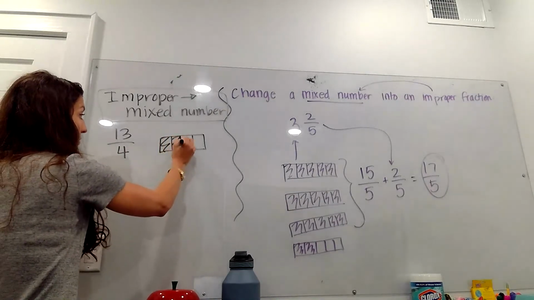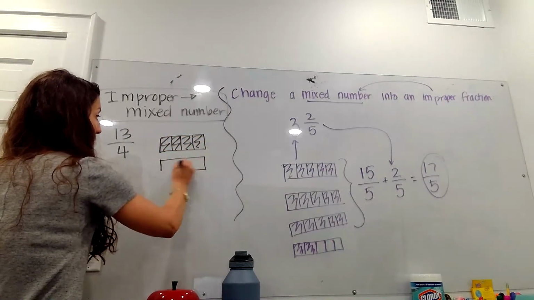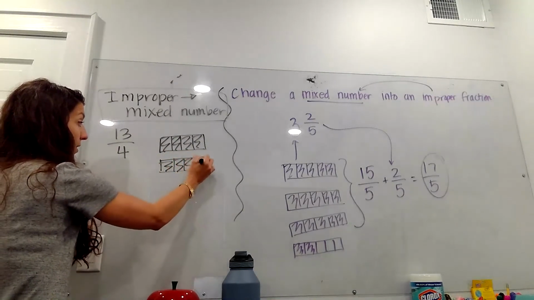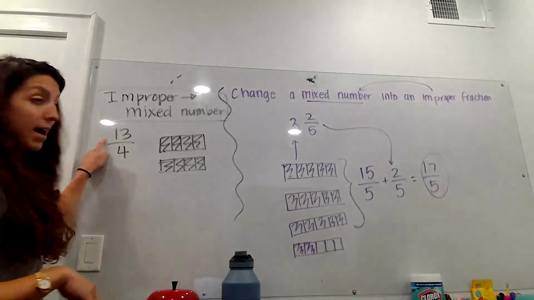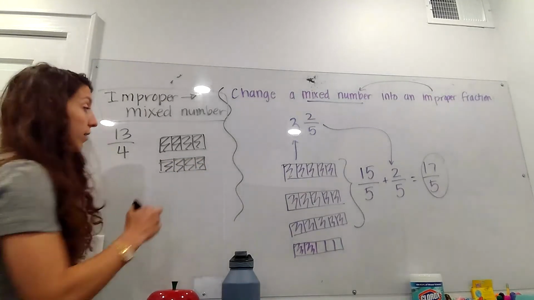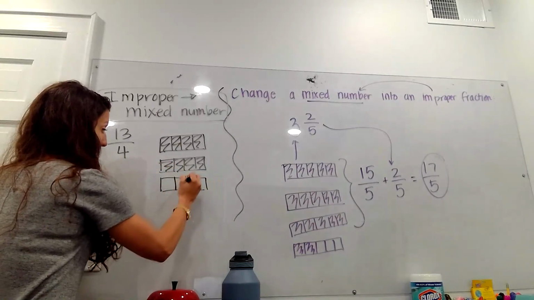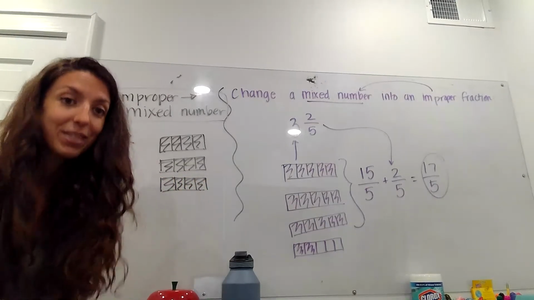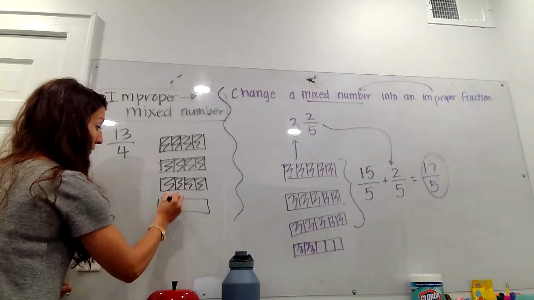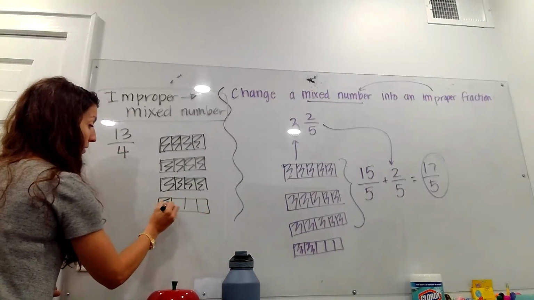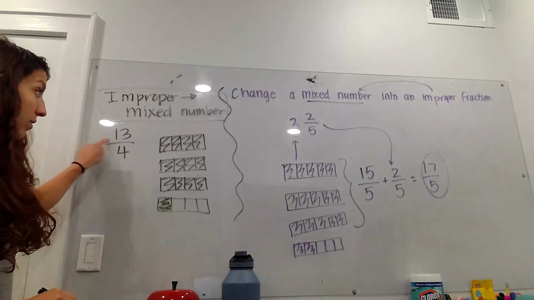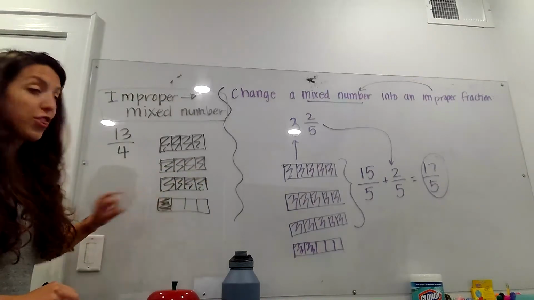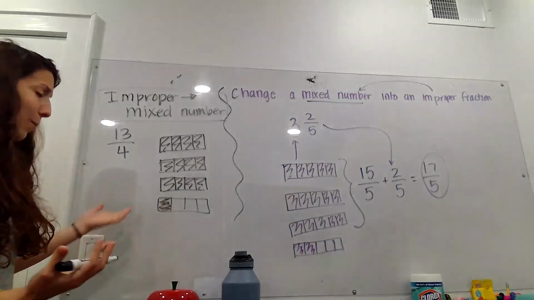So that's 1, 2, 3, 4. If I draw another whole, how many pieces will I have now? 5, 6, 7. That's 8/4 so far. I'm not at 13 yet, so I've got to keep on drawing. 9, 10, 11, 12. Ooh, I'm so close. So in the next whole, I'm not going to shade in the whole thing. I'm only going to shade in one of my fourths because that will bring me to 13. So 1, 2, 3, 4, 5, 6, 7, 8, 9, 10, 11, 12, 13/4. But we knew that already.